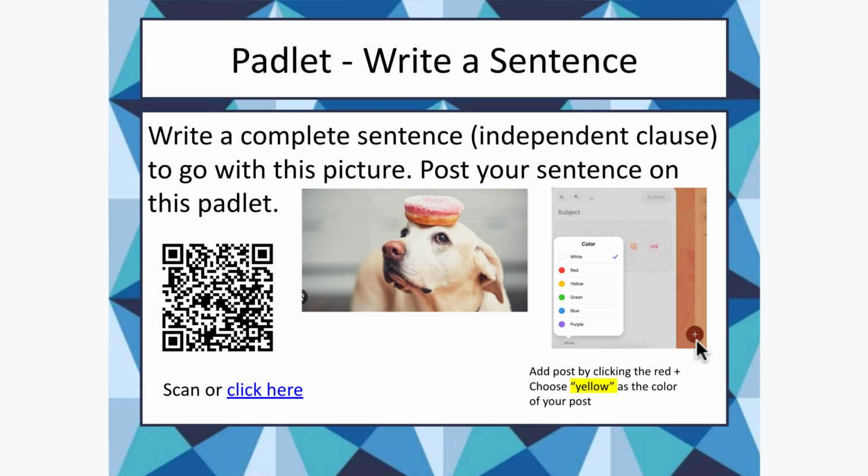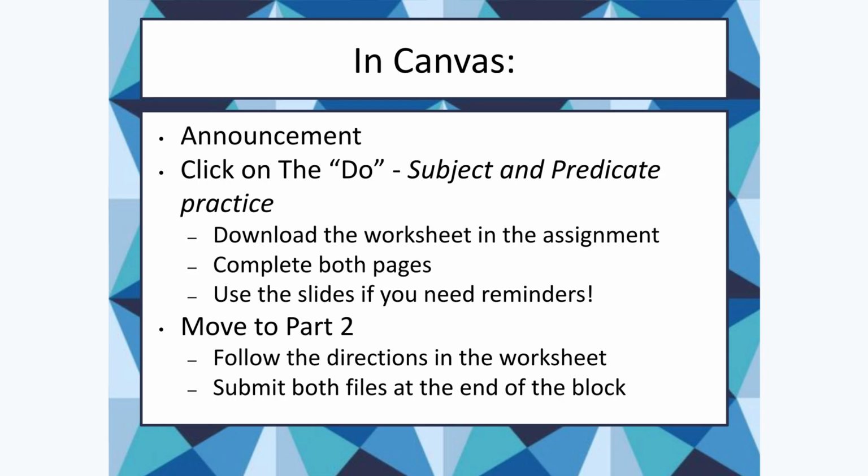When you go, you're going to click this little red plus sign down in the lower corner of the Padlet, and then down in the lower left corner, there's something that says white, and there's a little drop down by it. Click on it, and you're going to click yellow. All of my classes are going to be yellow. Miss Braun's are a different color, and Miss Farrell's are a different color. We're all going to be adding to this Padlet, so let's make ours yellow so we know that they're from our class. Just any silly thing you want to write about a dog with the donuts on its head.